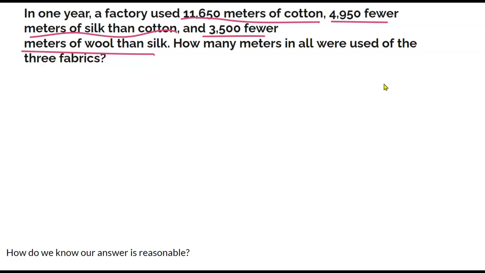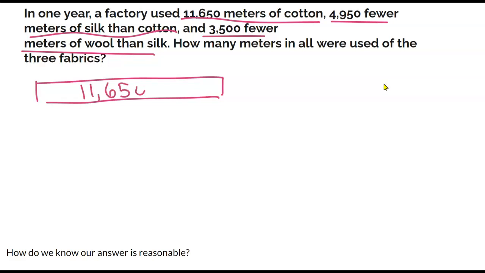Okay, so let's go ahead and figure this out by using a strip diagram. I'm going to go ahead and draw them out. So I know that they used 11,650 meters of cotton, right? And then I also know that they used 4,950 meters fewer of silk than cotton.